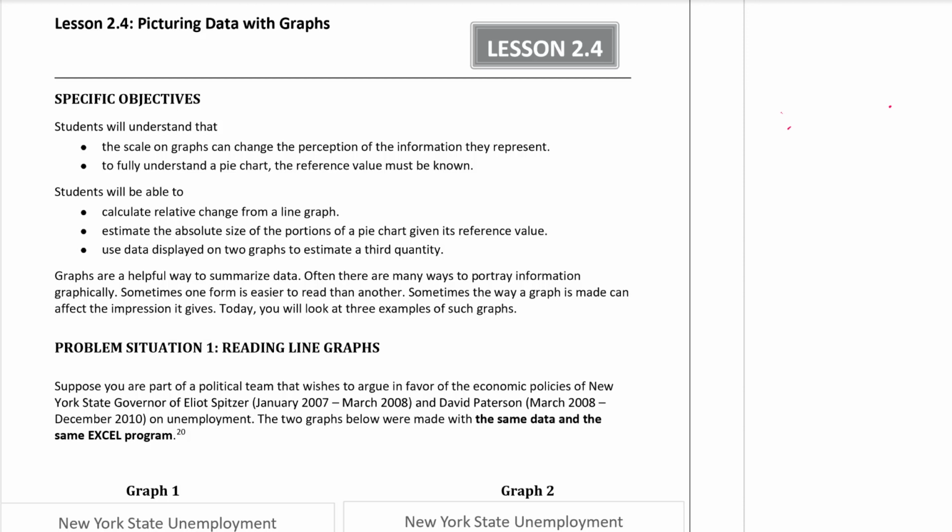Hi everyone, this is lesson 2.4, Picturing Data with Graphs. So let's go ahead and read the specific objectives. Students will understand that the scale on graphs can change the perception of the information they represent.